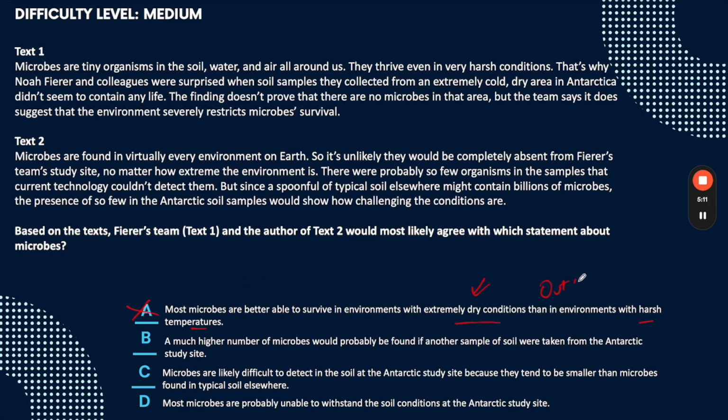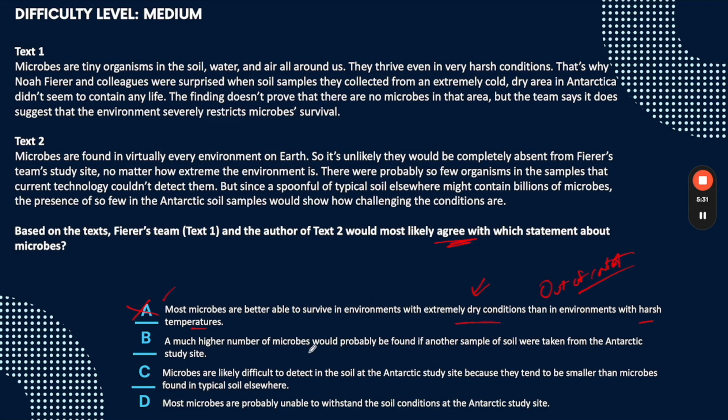Right? This was out of context. There was no mention of such a thing in any of the texts. For any option to be correct, the most basic thing for an agreeing kind of option would be that it has to have a mention in both the texts, right? But in choice A, it was not mentioned anywhere, so A is definitely out.